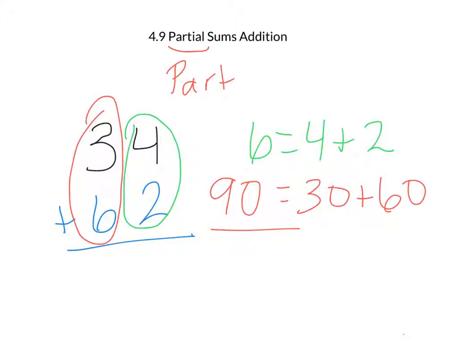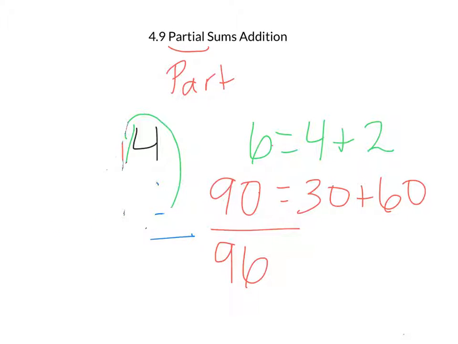That's why we call it partial sums. We got the answer to one part and the answer to a second part. Now we add them together. 90 plus 6 is 96, which is the answer to 34 plus 62. We're just breaking it into smaller parts.